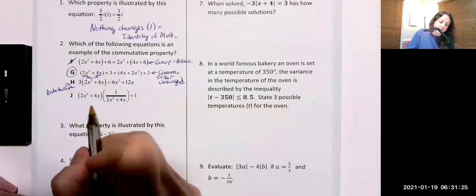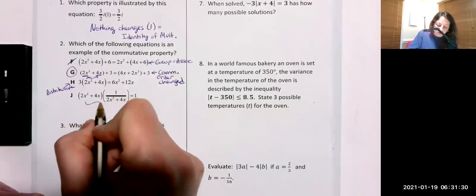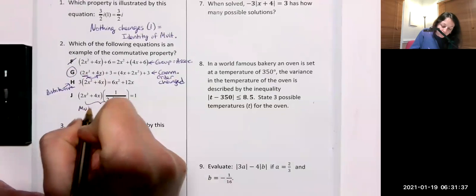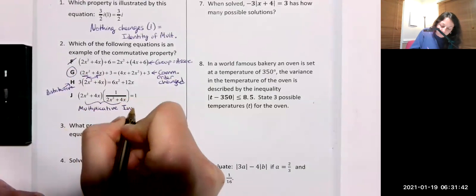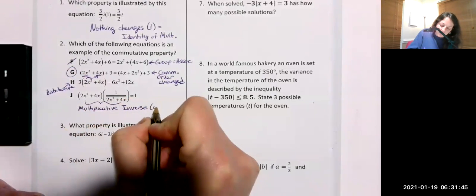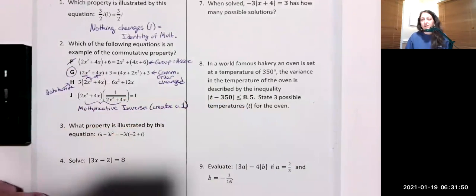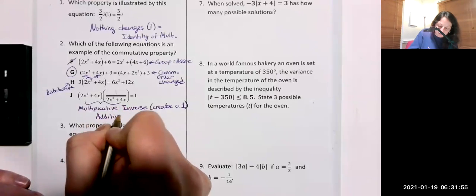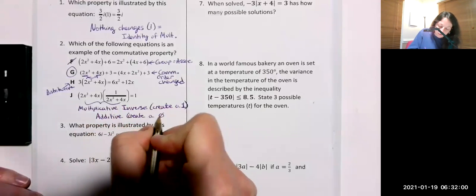Distributive. And then if we look at J, we have two things that multiplied together to become a 1. Anytime you multiply something by another value and it creates a 1, that is the multiplicative inverse. If you create a 1, that is multiplicative inverse. If you create a 0, that is additive. Additive is when you create a 0.